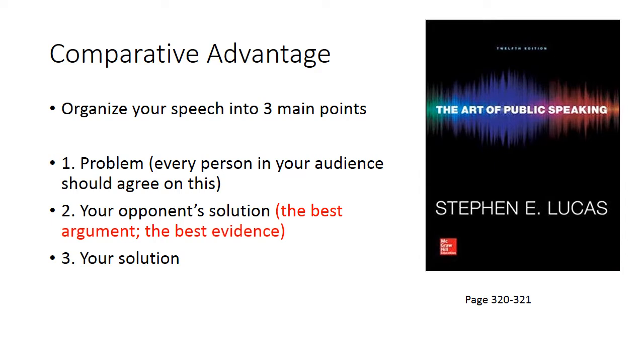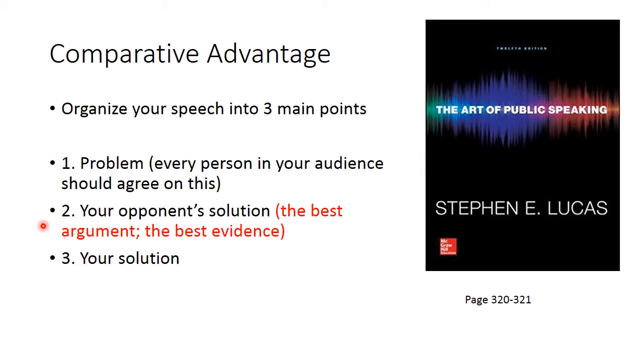So when you're giving a speech in an undergraduate class, you usually have to organize your speech into 3 main points. With comparative advantage, there's a specific way to organize. The first main point is going to be whatever your problem is, right? Every person in your audience should agree upon what the problem is. You should only be laying out facts and stats that everybody is going to agree on with regard to truthful information. In your second main point, you lay out your opponent's solution.